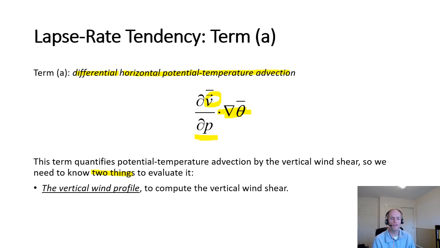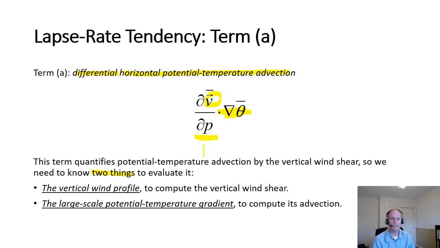One, we need to know what the vertical wind profile is to be able to compute the vertical wind shear. That's what we see here before the dot product. And ultimately, we also need to know this large-scale potential temperature gradient in order to be able to compute its advection. What we'll do is focus on this second term here, because we'll be able to show that we only really need to know that one. And because we know that one, we're not going to have to go into this vertical wind profile or the vertical wind shear term. I'll show you just what that means as we go forward with this term.